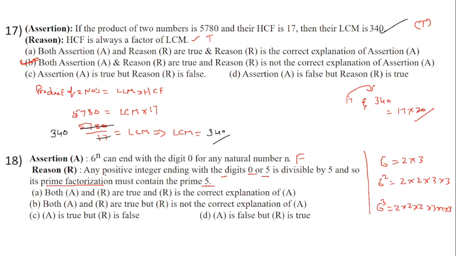Why? Because as the reason says, its prime factorization should consist of 5. Since it does not consist of 5, it does not end with 0. But it is given that it can end with 0. It is false. So A is false, R is true.